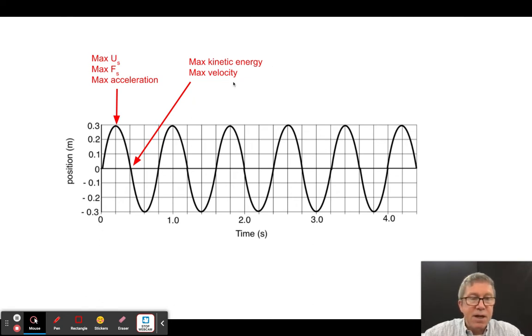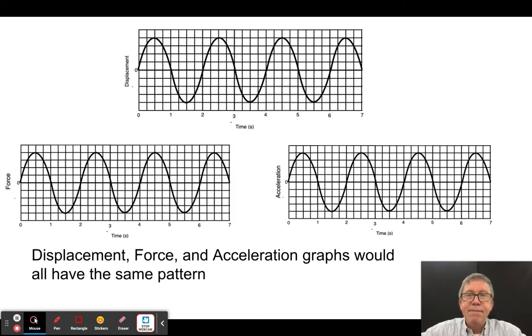It has its maximum velocity, but the restoring force at this point is 0, so the acceleration is 0, and potential energy is 0. Okay. Now, if I was to make a graph of something other than displacement, let's just say I was to use a force probe to measure this, or to measure acceleration somehow. Here's what I would find.